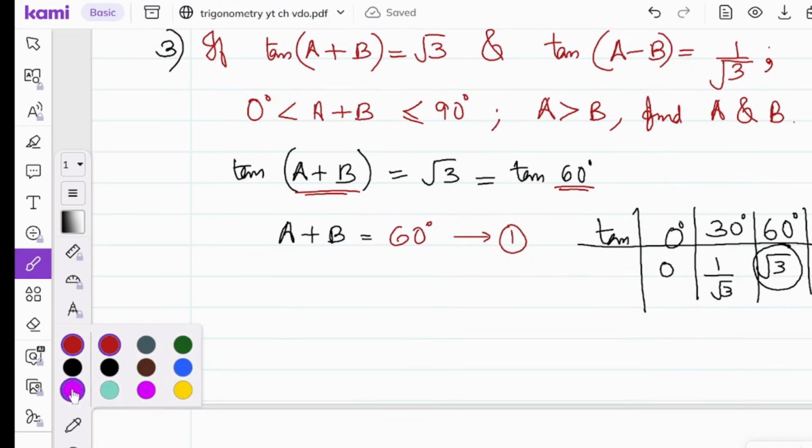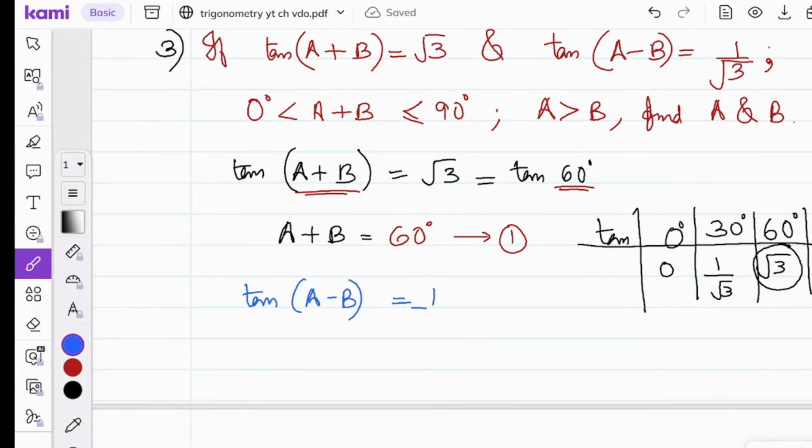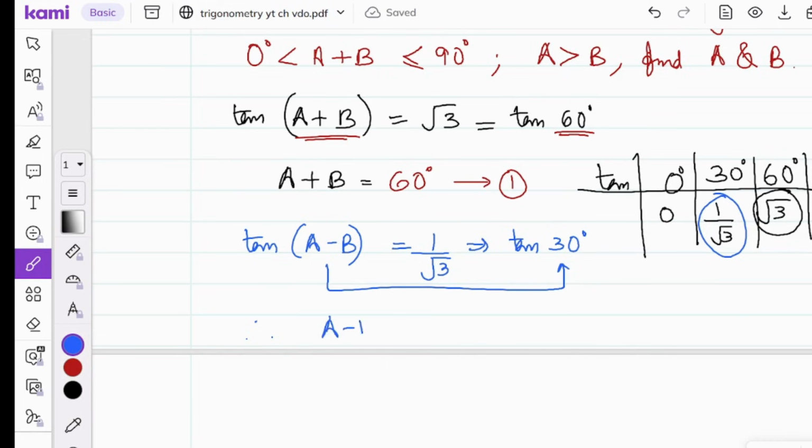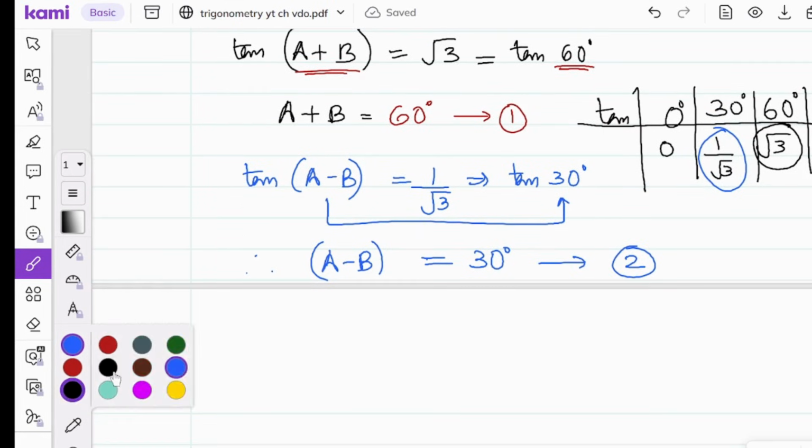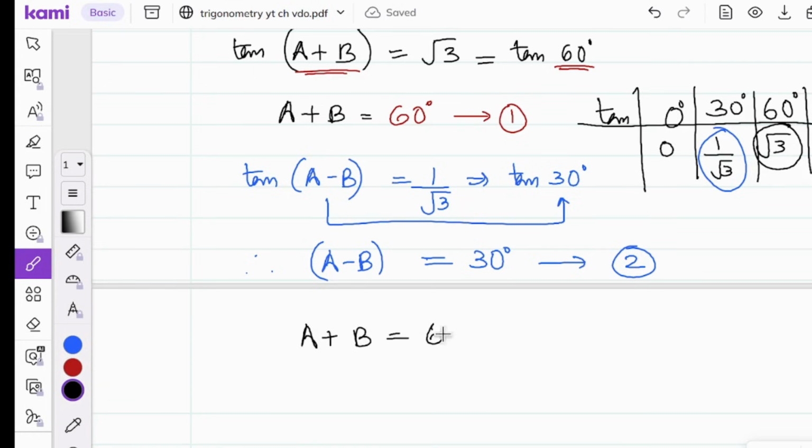Now again they have given the next one. Tan a minus b equal to how much? 1 by root 3. Now check which is the value corresponding to the 1 by root 3. It is tan 30 degree. It means a minus b is equal to 30 degree, right? Therefore, I can write a minus b equal to 30 degree. And for this one, I am giving equation number 2. That is, my equation 1 is a plus b equal to 60 degree. That is equation number 1. A minus b equal to 30 degree. That is equation number 2.